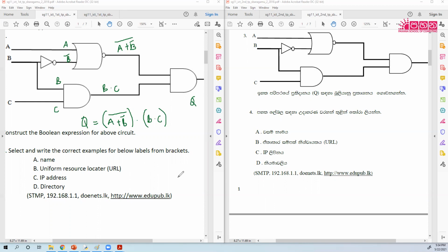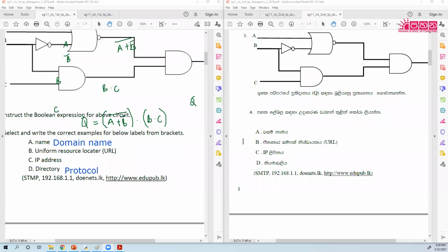Select and write the correct examples for the below labels from the brackets. The question first asks for the domain name, then uniform resource locator URL, then IP address, then directory. Okay, so let's start. Domain name.